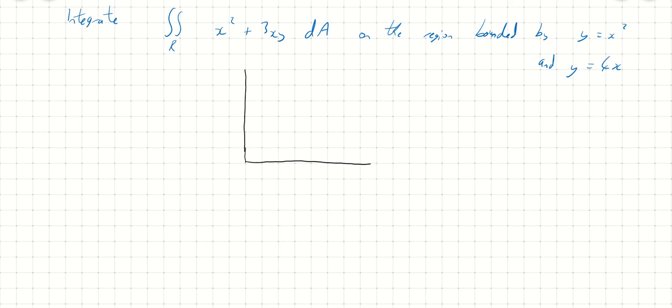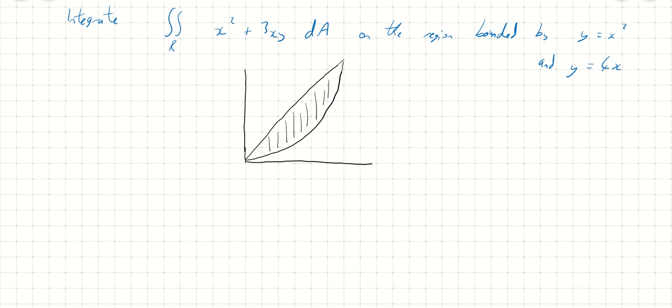We've got the curve y equals x squared. The curve looks like that. And we've got the line y equals 4x, which is a straight line. I haven't done this very well, but anyway, this is roughly the idea. So we're integrating over the region bounded by these curves, the shaded area.